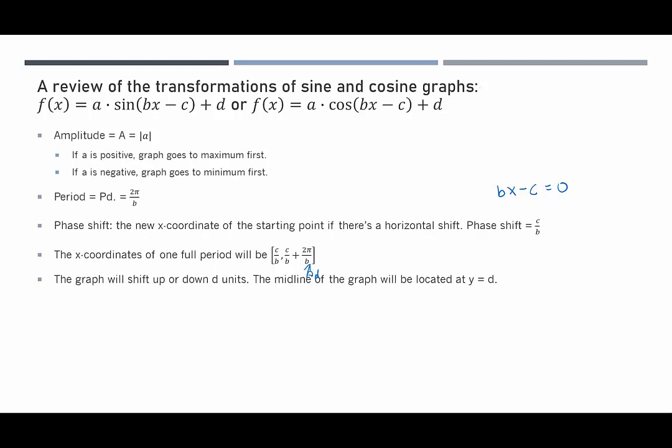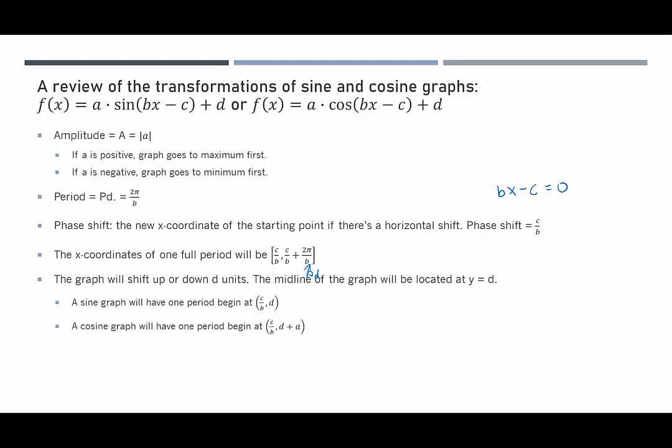Also, the graph will shift up or down d units. The midline of the graph is located at y equals d. A sine graph will have one period begin at c over b, again that's that phase shift, comma d.